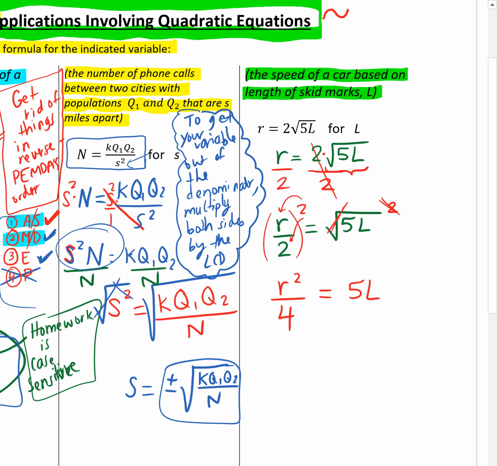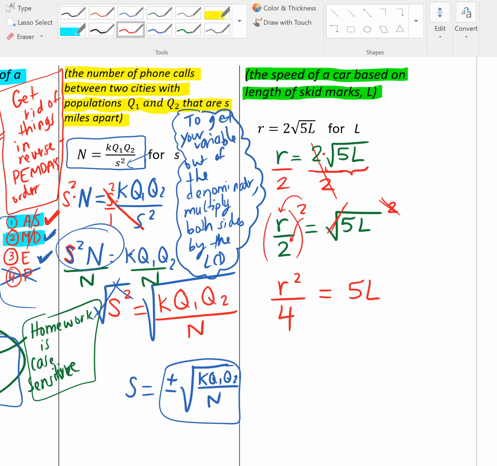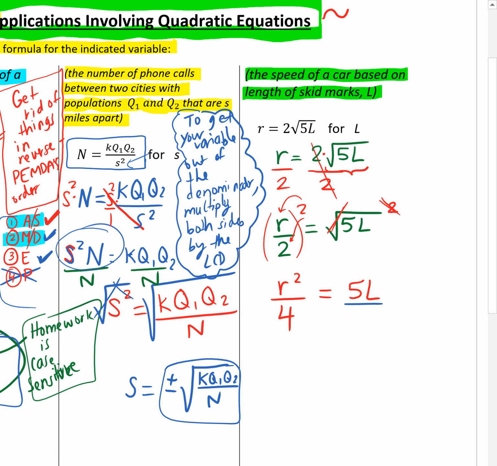And now I think it's not so bad to get L by itself, right? Since L is being multiplied by 5, I'm going to divide both sides by it. So it looks like we're home free, except notice on the left side, this is a complex fraction now. R squared over 4, all over 5. And you know they won't let you leave it like that. When you see a fraction within a fraction, they're not going to want you to leave it like that.